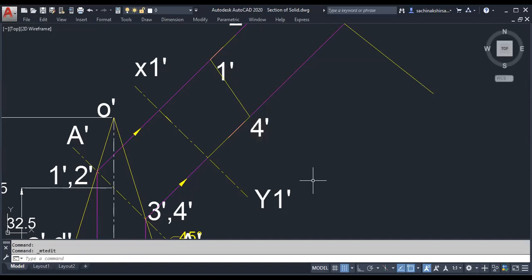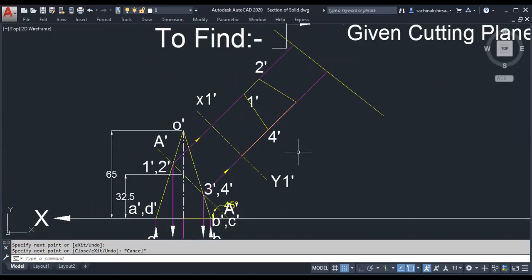Similarly, on the same line, I will mark point 3 dash. And I will join here, something like this. So that will be my cut section. Okay, so the true shape will be this. In this, my true shape will be like this. So this will be my problem solution. And here you have to go for hatching. So this is the true shape.